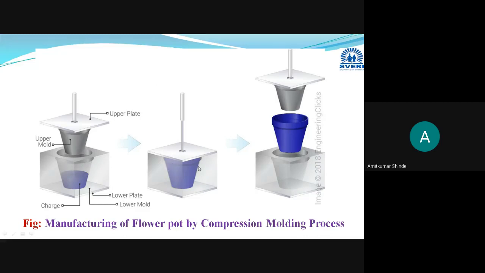It will take the shape of that cavity, and after curing, you have to remove this upper mold half along with that plate, and with the help of one ejector pin or knockout pin, you have to push it in upward direction, and this flower pot will be your final product. This is your final product, manufactured with the help of the compression molding process.